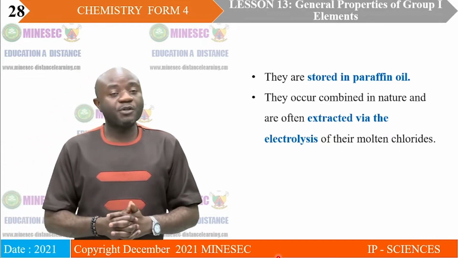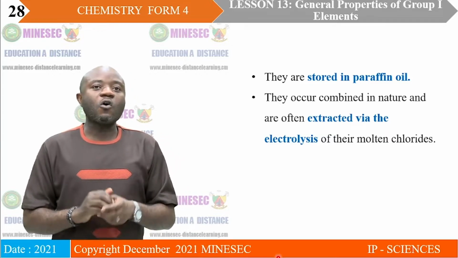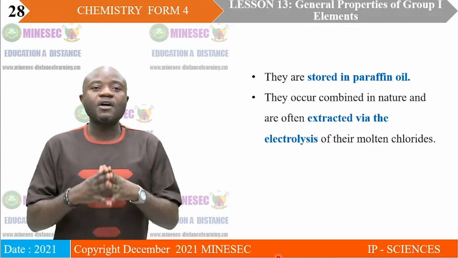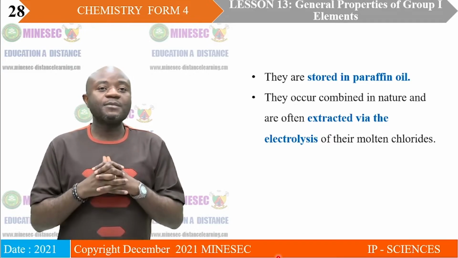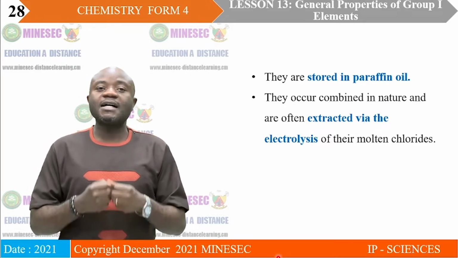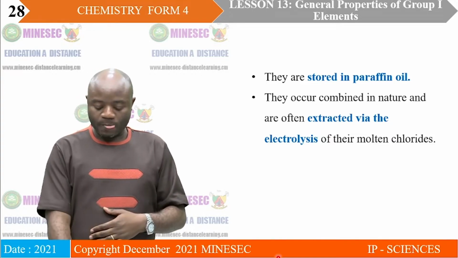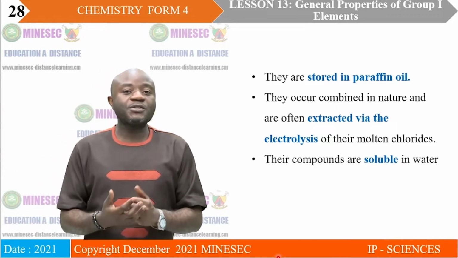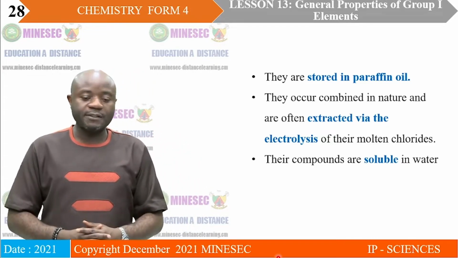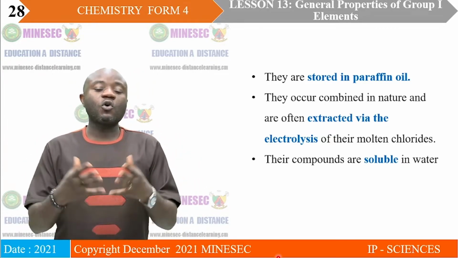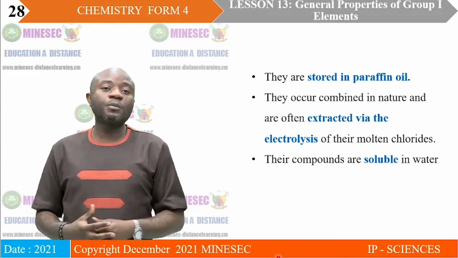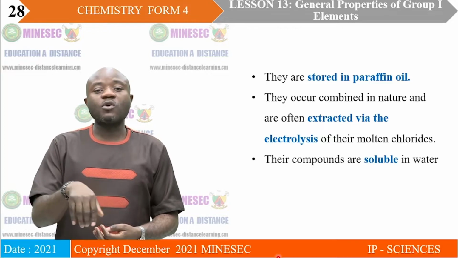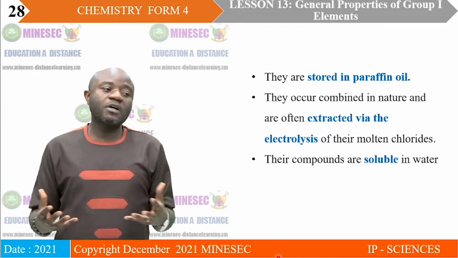These elements, because they are very reactive, occur combined in nature and are extracted by electrolysis of their molten salts. And most often, we use their molten chlorides to extract them through this process. They also form compounds that are soluble in water. For example, table salt, or common salt that we use to cook food at home, is a compound of a group 1 element. And when you put it in water and you stir, it dissolves without any problem.